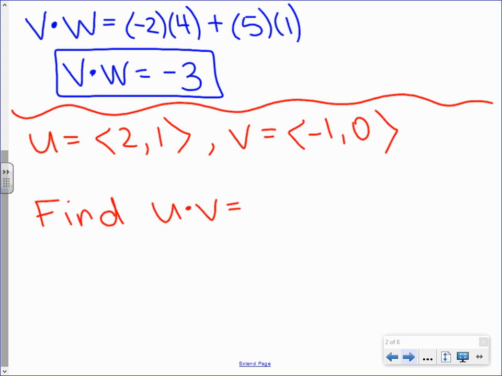Find it on your own, and then when you have an answer, compare it to your neighbors to see if yours is the same. When you have an answer, compare it to your neighbors.